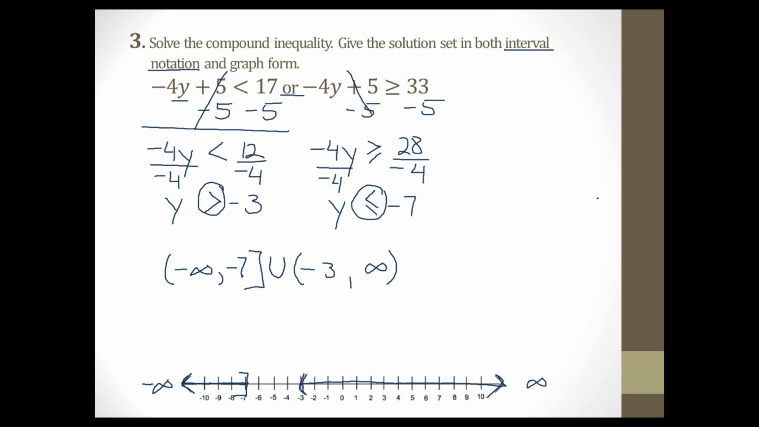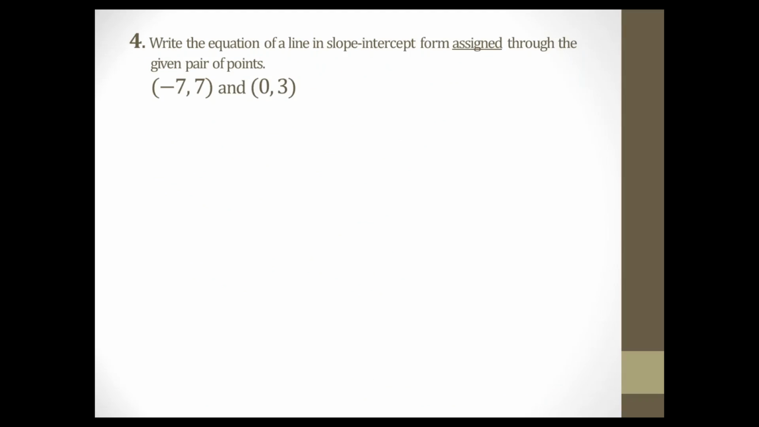Alright, let's move on to question number 4, and it says, write the equation of a line in slope-intercept form passing through the given pair of points. In this case, we are asked to write a line in slope-intercept form. So I'm going to write my slope-intercept form here on the side to remind you and myself. So it's y equals mx plus b.